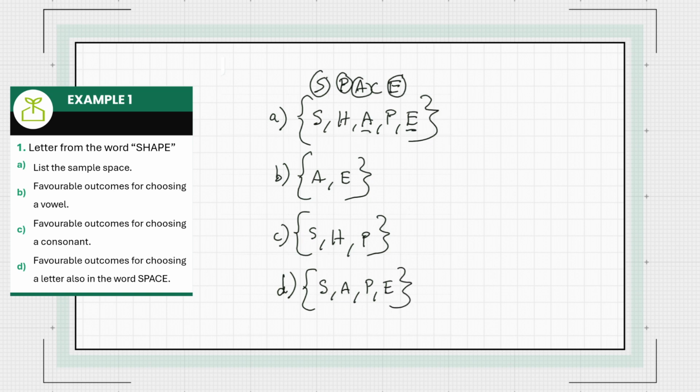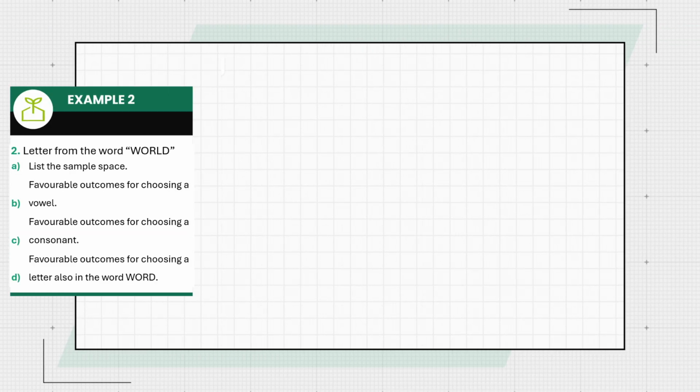Okay, that's how you determine favorable outcomes from a chance experiment. All right, here's one for you guys to practice, so give the video a pause, give it a go, and I will solve it in just a moment.